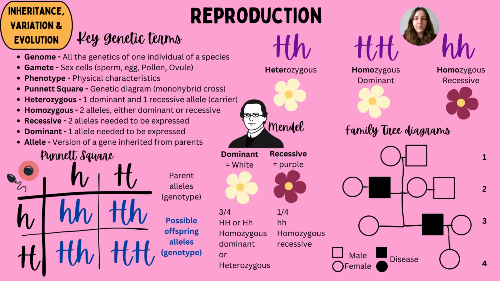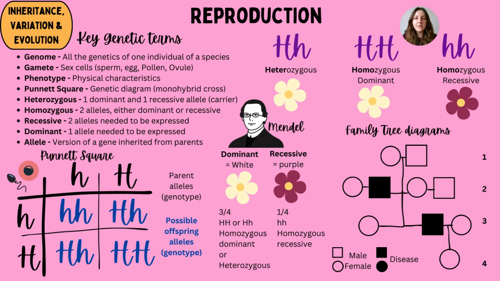Now, in the case of this individual, we have two parents. We've got their genome or their genotype present here, and we have now filled in the Punnett square to show the possible offspring alleles. In this Punnett square, we're crossing two plants. So we have a dominant allele, which is a white flower, and a recessive allele, which produces a purple flower. As you can see, 3 out of 4 will have the dominant trait.